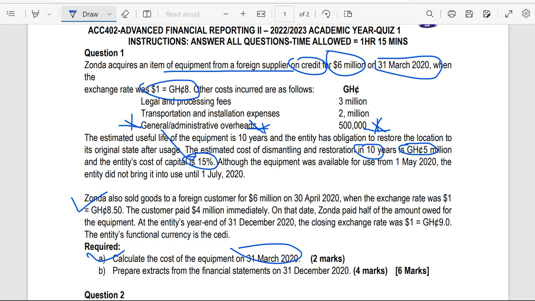On that day, Zonda paid half of the amount owed for the equipment. So the equipment was 6 million, they paid 3 million, and therefore there will be a balance of 3 million, which will now be translated at the closing rate. Now the year end exchange rate is 1:9, and the entity's functional currency is the Ghana cedi. So we have to prepare the extract.